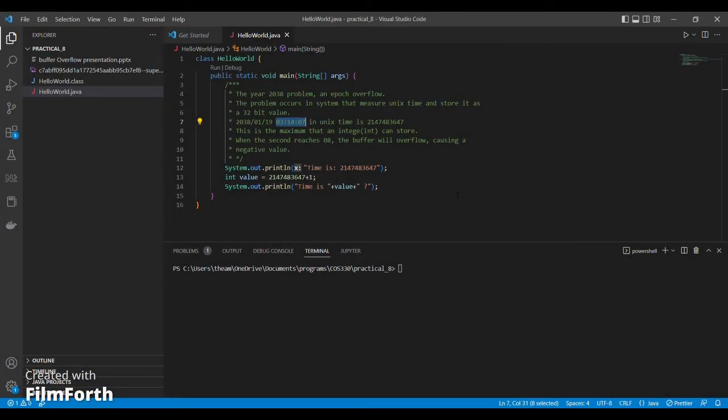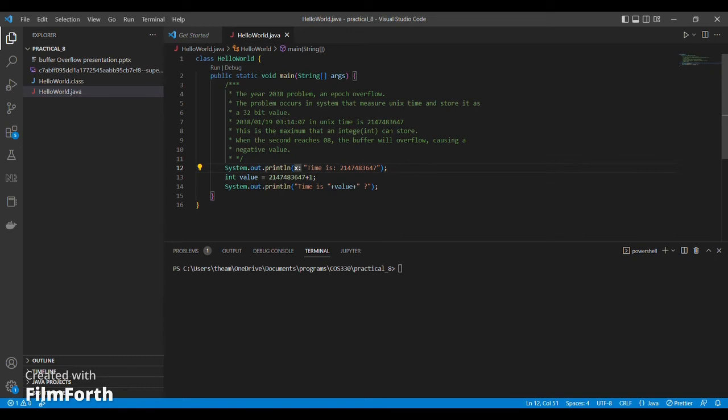So the problem that I'm going to demonstrate is the year 2038 problem. It's been projected, calculated, that by the year 2038, the 19th of January at 3 a.m. in the morning, 14 minutes and 8 seconds, all systems that are holding the value 2147483647 will experience a buffer overflow.